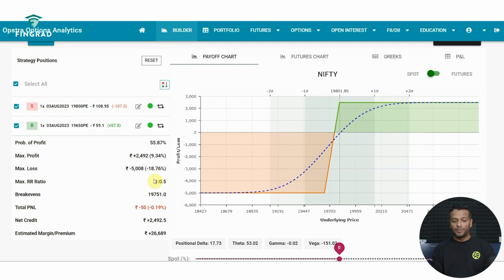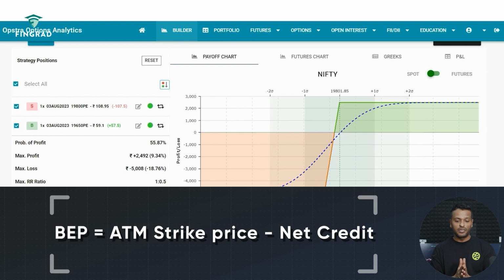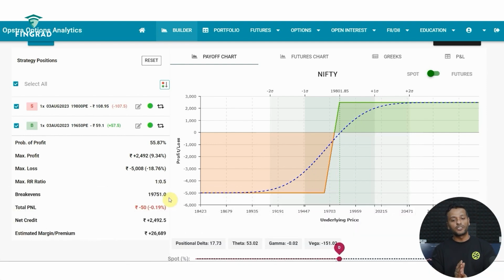Now in this strategy, the break-even point, that is the point beyond which you start losing money if the market falls, is 19,751. How do we get that? So what you do, you basically take the net inflow of the premium in terms of units. In this case it is 49 units. And you subtract that from the at the money strike price, which was 19,800 for us. So 19,800 minus 49 comes out to be 19,751. That becomes your break-even point in this strategy of bull put spread.